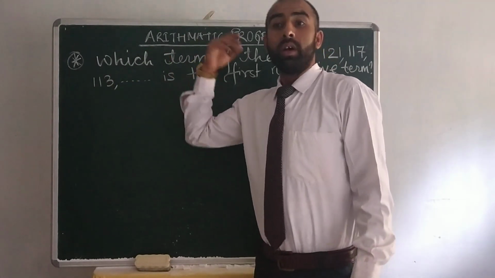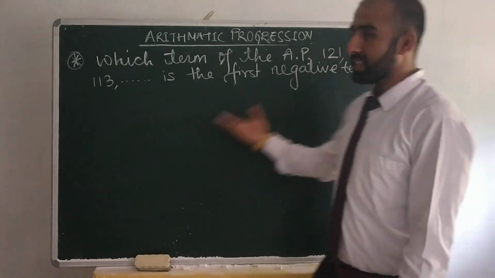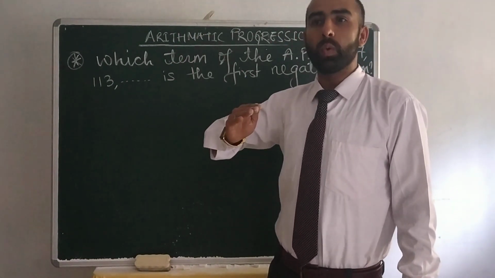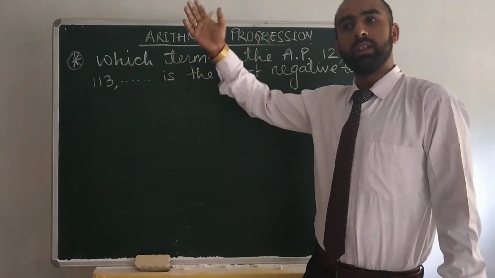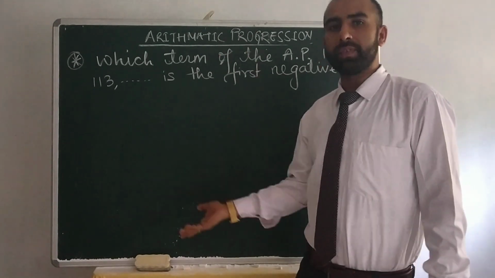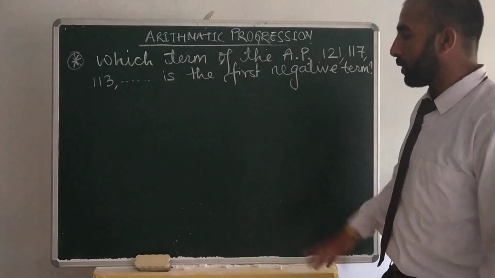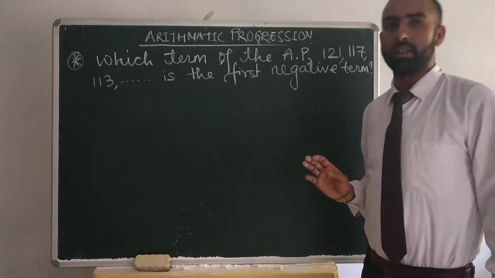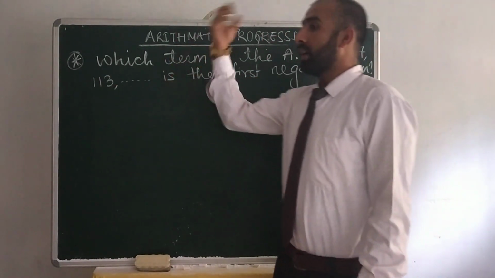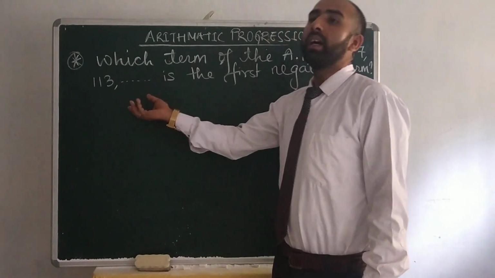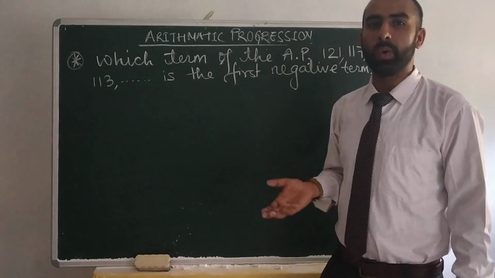As I explained in the last video, an AP can be of three types. In the first type, the AP goes on increasing as the common difference is positive. In the second case, the AP goes on decreasing when the common difference becomes negative, and the common difference can be 0 also, that we discussed before. Here we have got a decreasing AP. That means these numbers are decreasing, and after certain terms it becomes negative. So which term will be the first negative term, that we are going to find out.